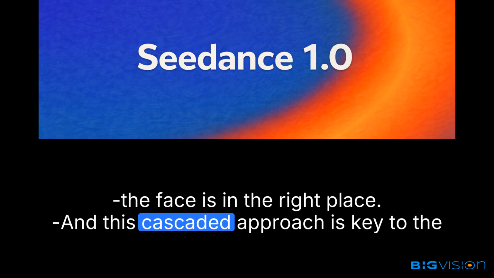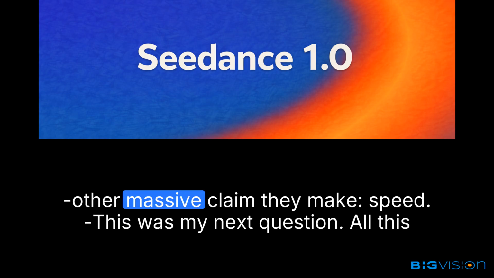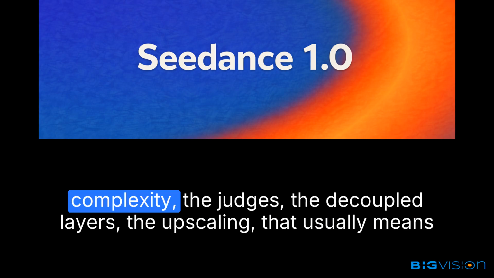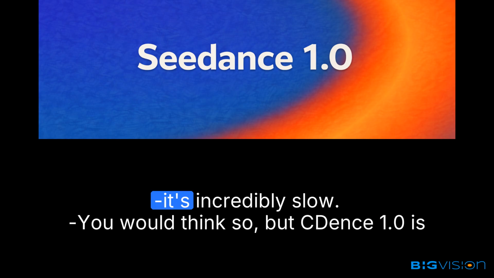That's smart. Don't waste energy on high-res pores on a face until you're sure the face is in the right place. And this cascaded approach is key to the other massive claim they make: speed. This was my next question. All this complexity, the judges, the decoupled layers, the upscaling, that usually means it's incredibly slow.